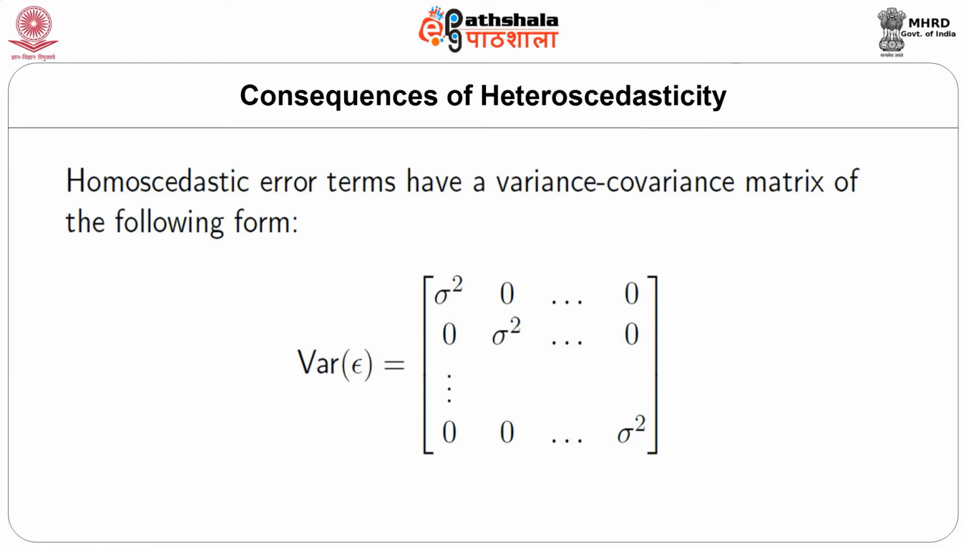When homoscedasticity is not violated, the variance covariance matrix of the error term looks like a diagonal matrix with all the diagonal elements equal to sigma square, and we can also sometimes add a subscript of E to denote the variance of the errors. So, this is how a variance covariance matrix for the error terms will look like, a diagonal matrix with all the diagonal elements equal to sigma E square.